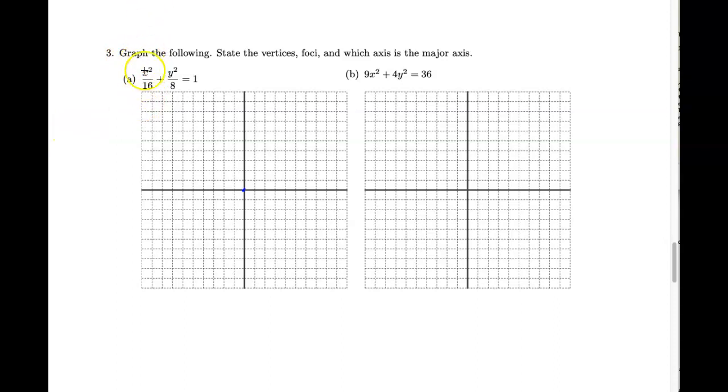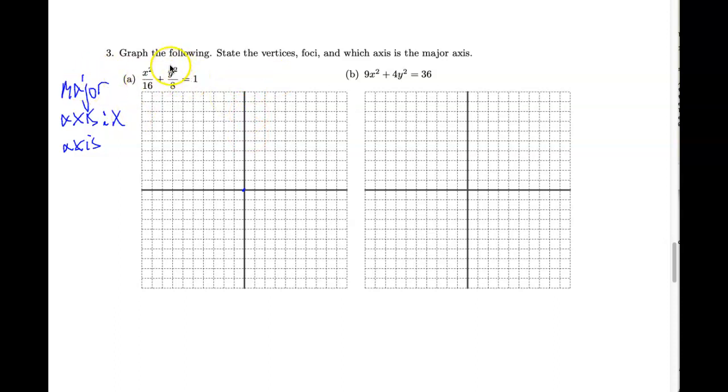And what we have noticed from these prior problems is that when you have the larger number in the denominator, then that's going to be denoting the major axis. So the major axis, since the 16 is under the x, the major axis is the x-axis. Okay, and then when you're getting the vertices for that major axis, you are essentially finding the zeros or finding the intercepts, especially for when the center's at the origin.